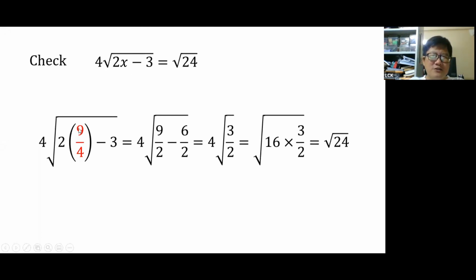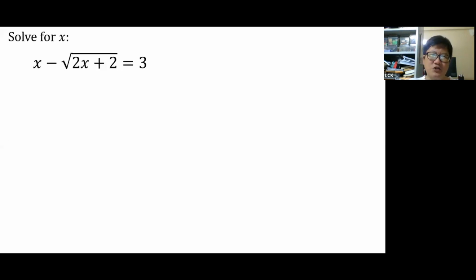So your solution of x equals 9 over 4 checks out. All right, it checks out. So you can say that 9 over 4 is a solution. You have checked it. x equals 9 over 4 is a solution.